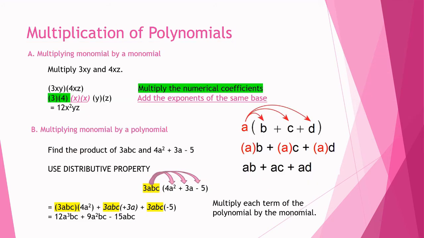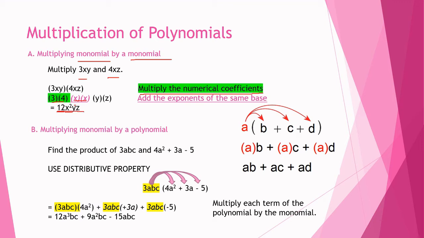Now, let us apply the laws of exponent in multiplication of polynomials. So letter A, multiplying monomial by a monomial. For example, 3xy times 4xz. So in this case, you're going to multiply the numerical coefficient. So 3 times 4 is 12. Then add the exponent of the same base, x times x, x squared. Then bring down y and z kasi wala naman siyang kaparehas. So therefore, the answer is 12x squared yz.